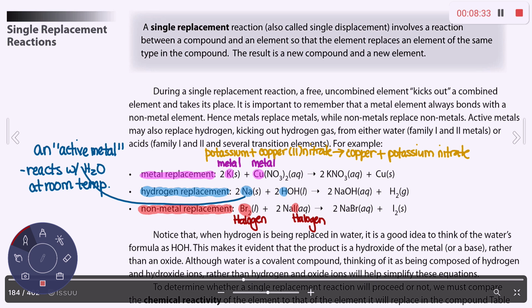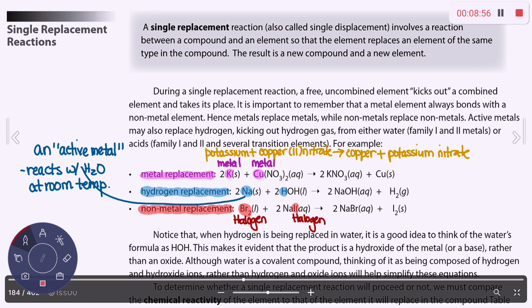Does non-metal replacement also apply for metalloids? I don't think you're going to know because you're not going to get, these are going to be halogens. You're not going to get a metalloid. Highly unlikely.